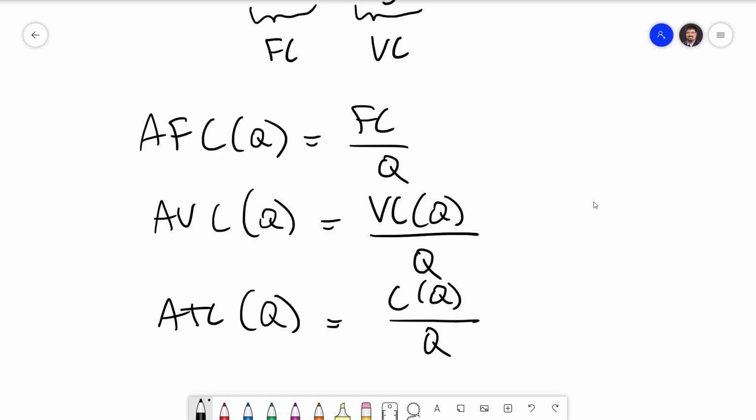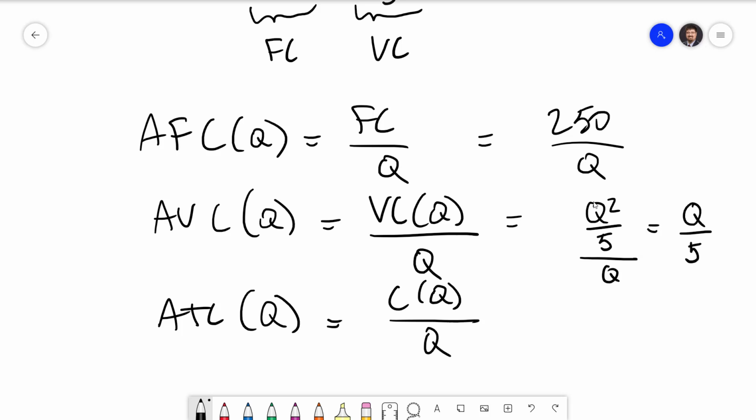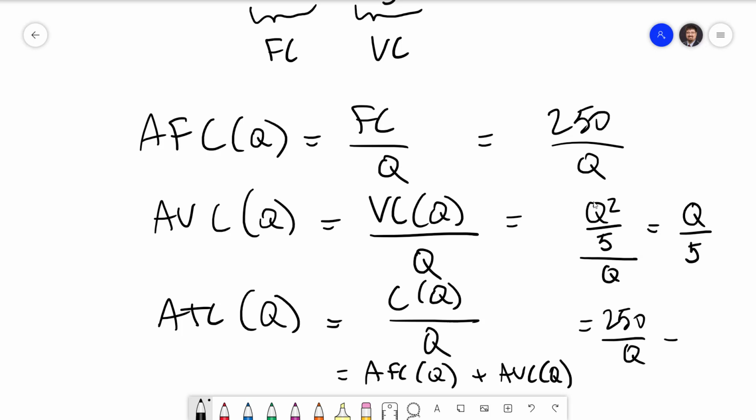In our example, fixed cost is 250, so we have 250 over Q. Our variable cost was Q squared over 5, and we're going to divide that by Q. One of the Q's is going to cancel, and it's just going to be Q over 5. And our average total cost is C of Q over Q, which is also equal to the average fixed cost plus the average variable cost. So in our example, that's going to be equal to 250 over Q plus Q over 5.